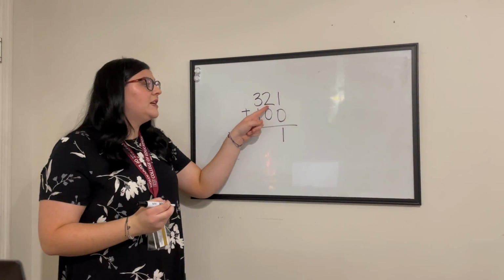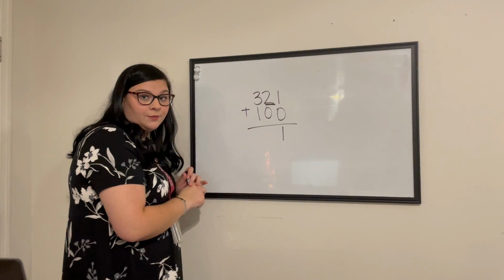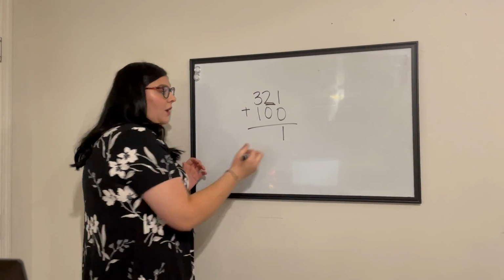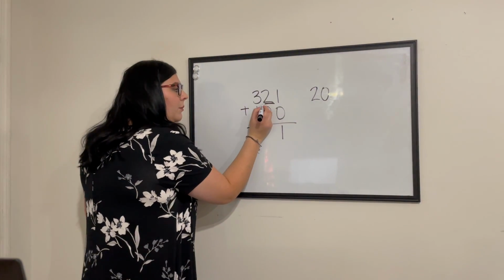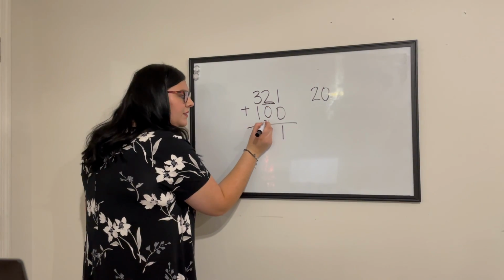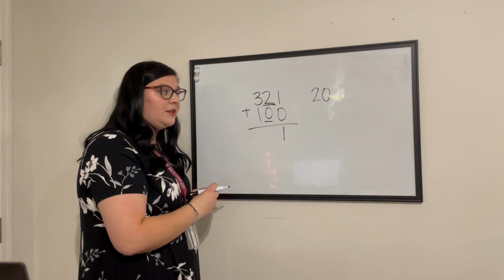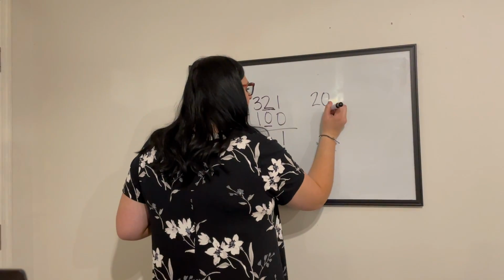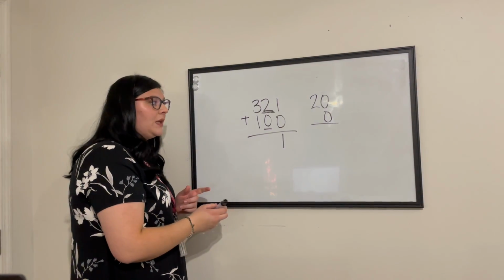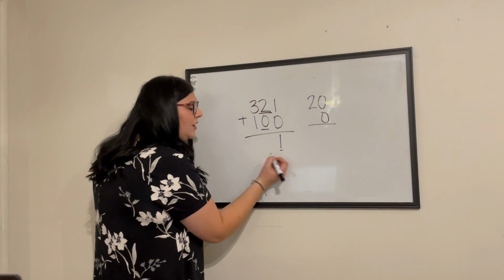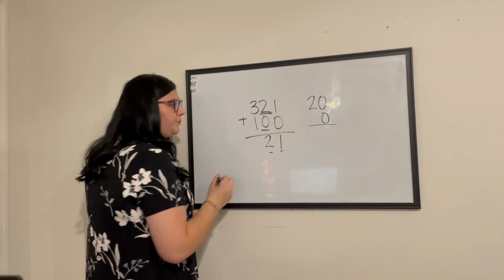Now when we look at this number, what does the 2 actually represent? Very good. It actually represents 20. So this number is 20 plus, and that number represents 0 because there's nothing else in the tens place. So 20 plus 0 is 20. So since we have our ones place here, we're going to put our tens place here, and it's just going to bring down our 2.